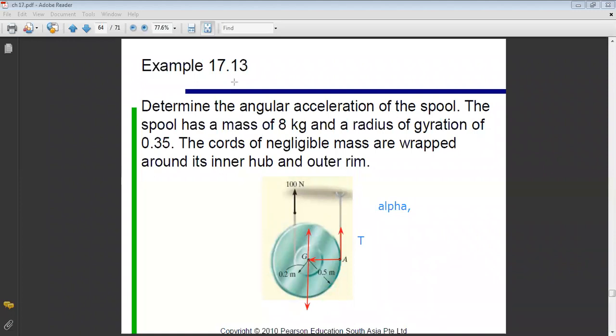So the other unknown here is a_G. Until now, my unknowns are a_G, T, and alpha. I have these three unknowns. I will start to write my equations. If I don't want to find the tension, I want to find just two equations to give me a_G. What can I do?